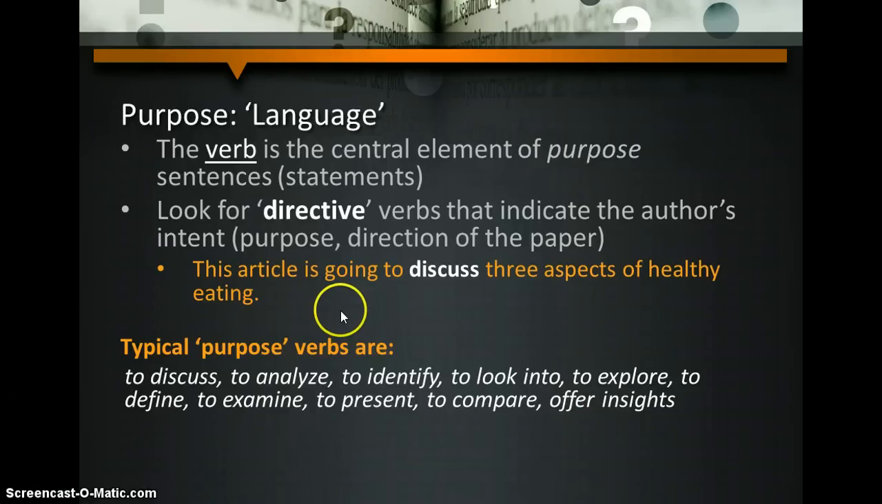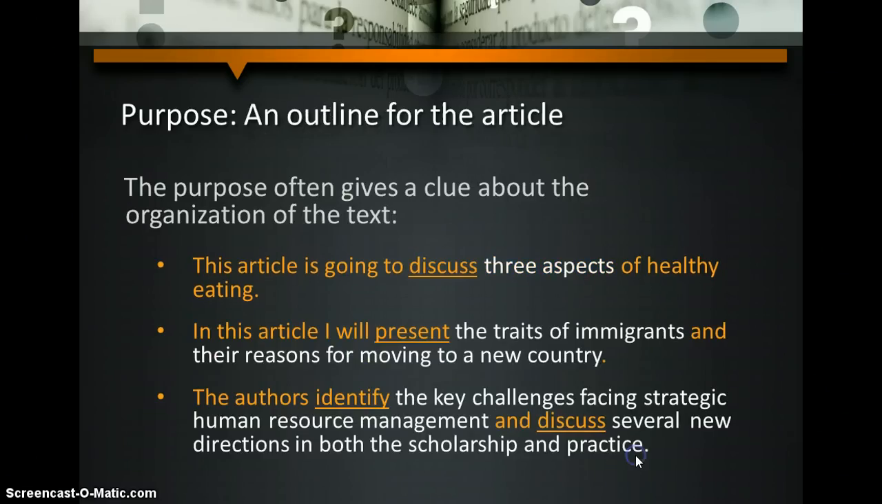So here we have an example. This article is going to discuss 3 aspects of healthy eating. So we know right from the beginning to look for 3 aspects and that the author is going to discuss them rather than perhaps define them or analyze them. So if we look at the purpose, it helps us see that outline. In other words, discuss 3 aspects, present the traits and their reasons, identify key challenges, and discuss new directions. So we know what the author is trying to tell us.